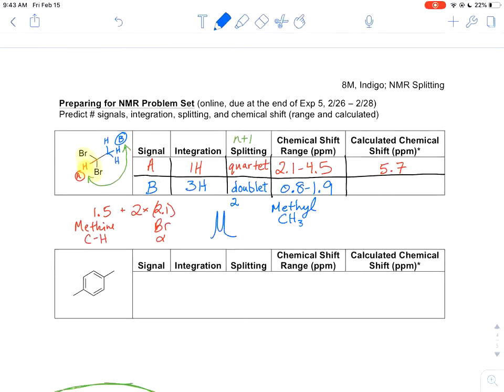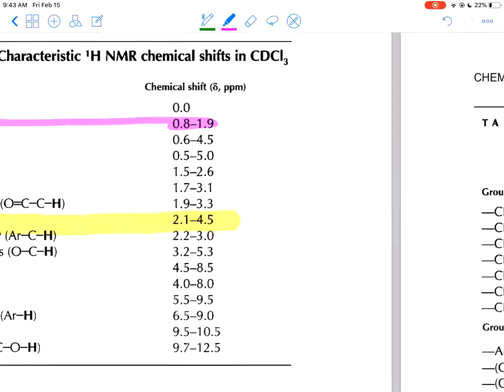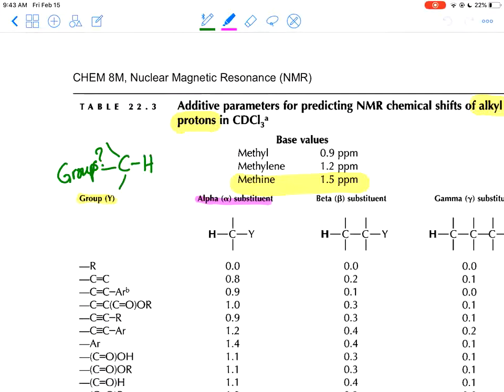Signal B is a methyl group, so that's going to have its own base value. And we're going to add in the fact that we have 2 bromine substituents. So we're going to figure out what that value is in that table. And those are going to be bromine in the beta position, meaning it's 1 more carbon away. So let's figure out what those numbers are. I'm going to go back to this table here.